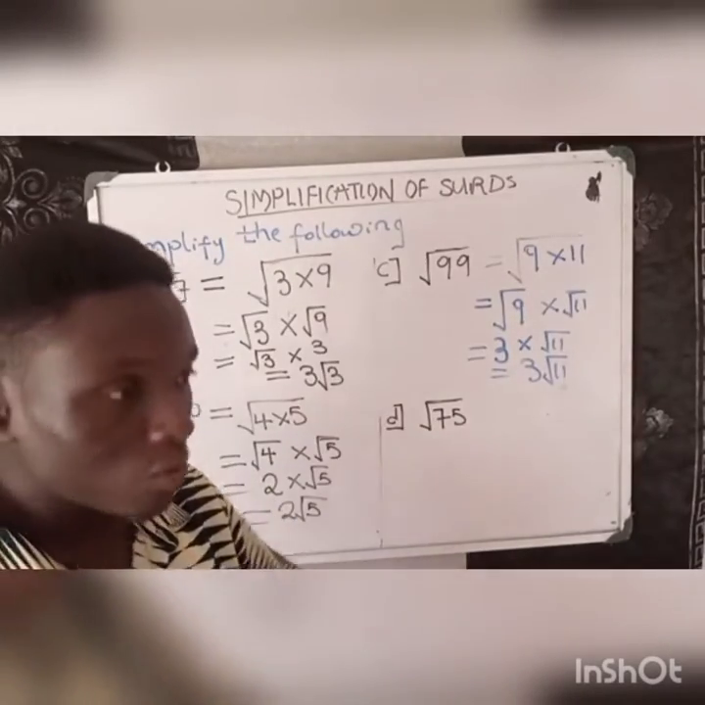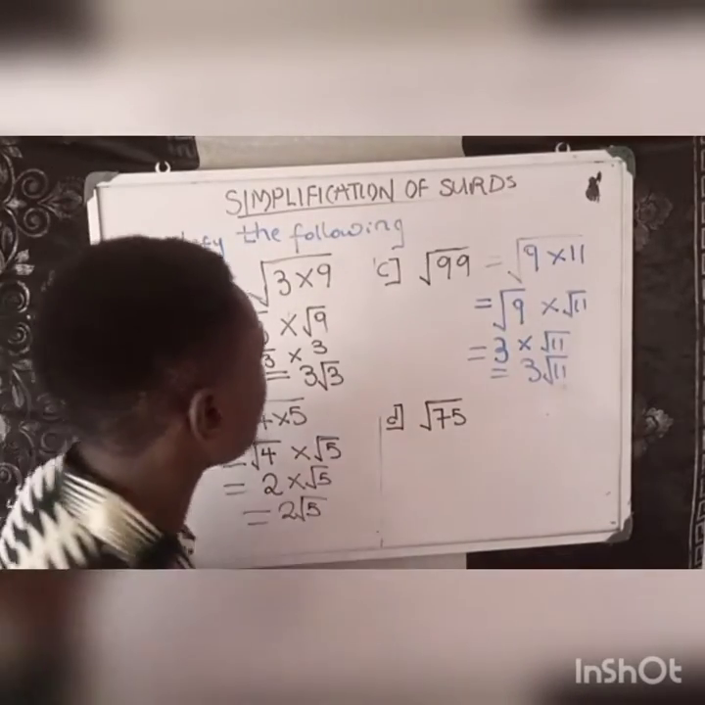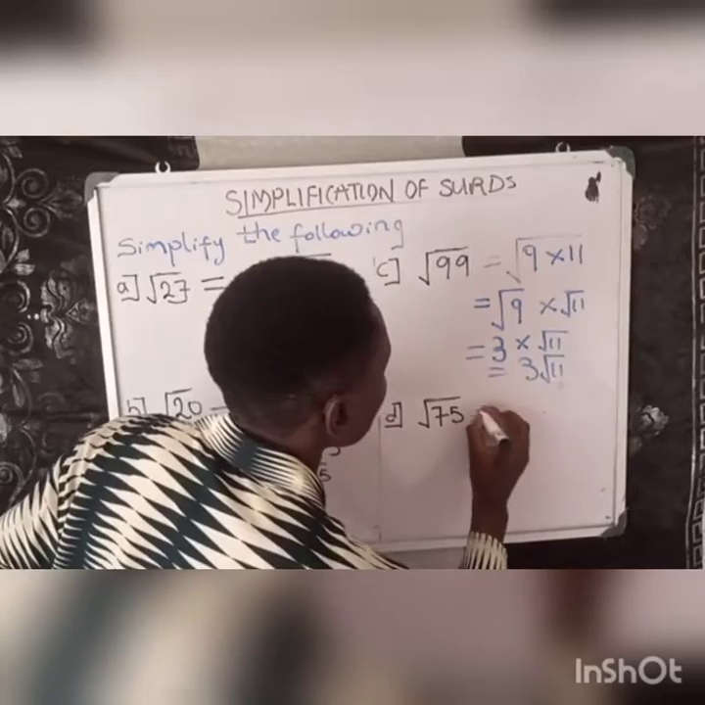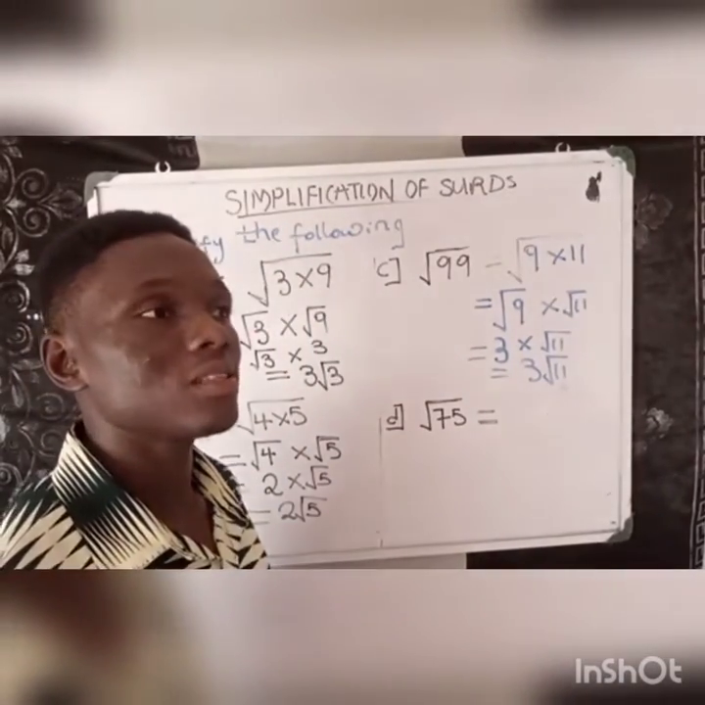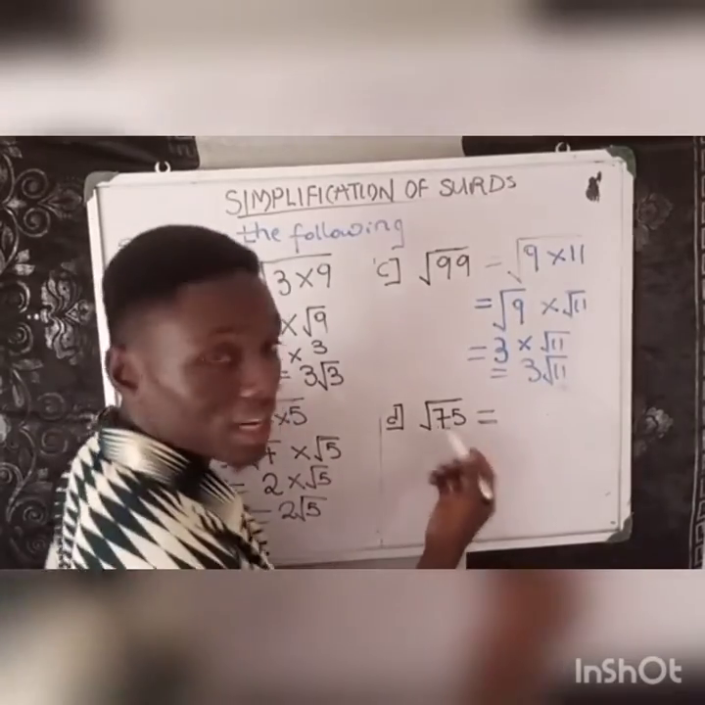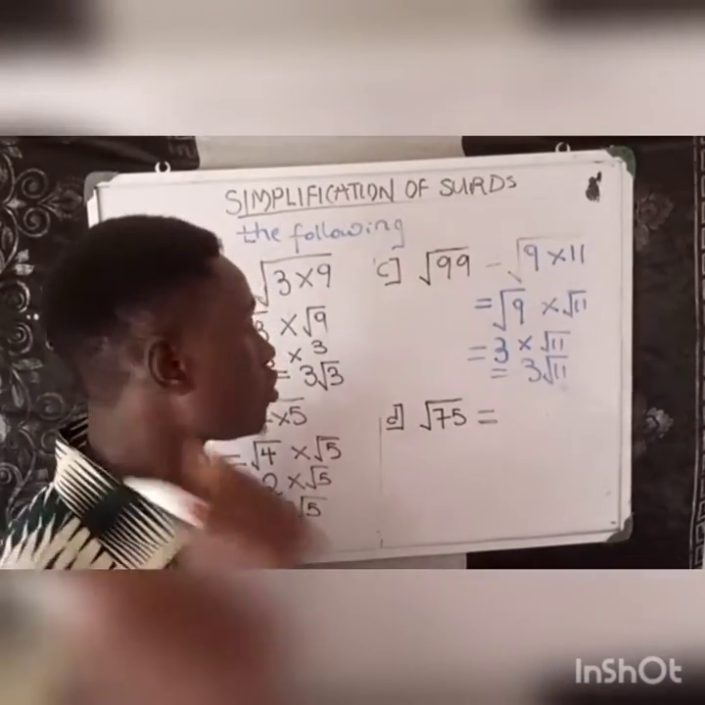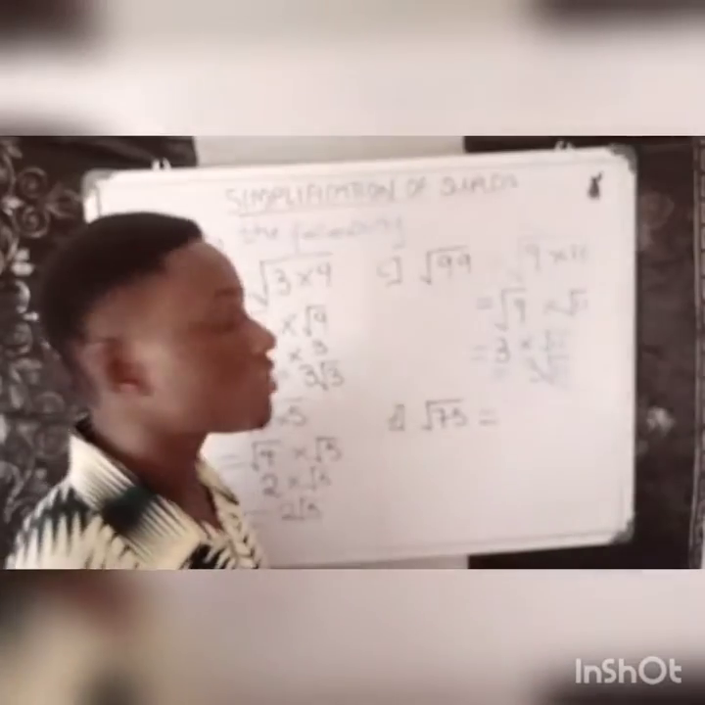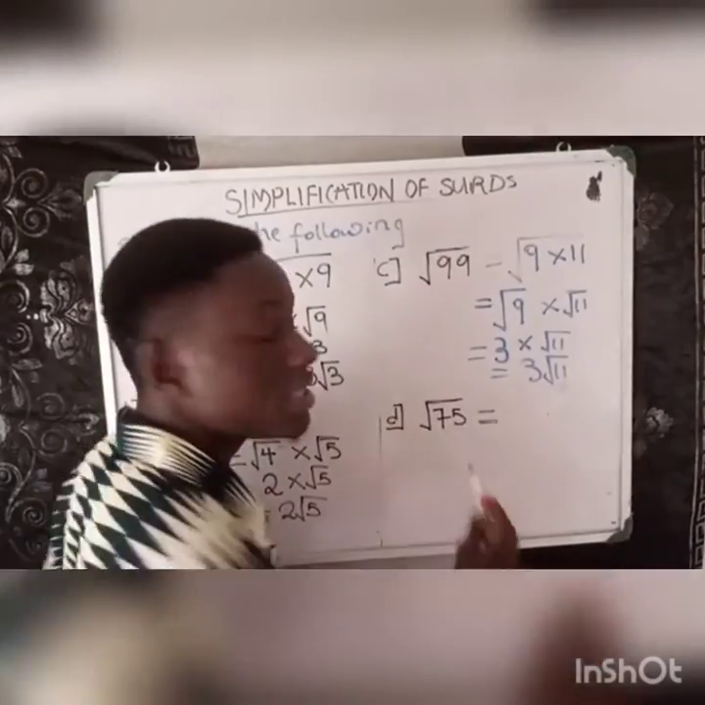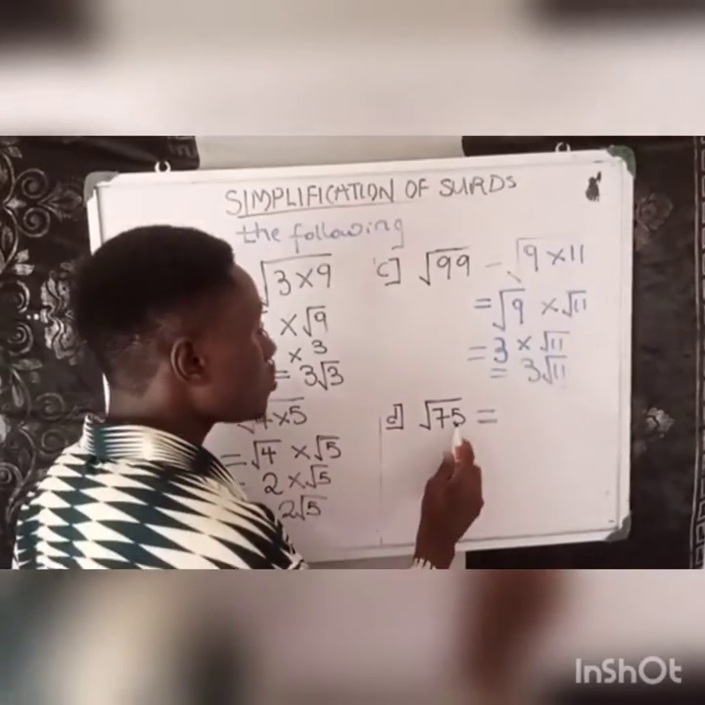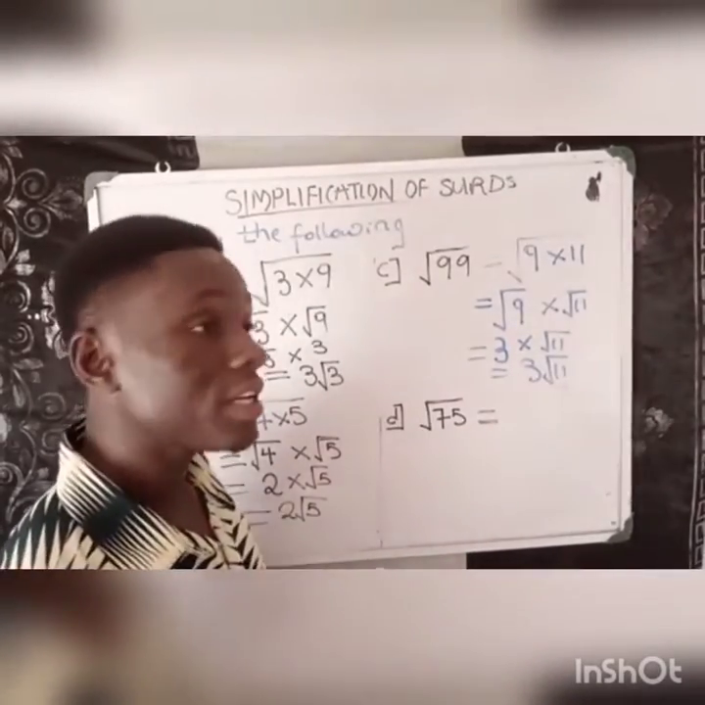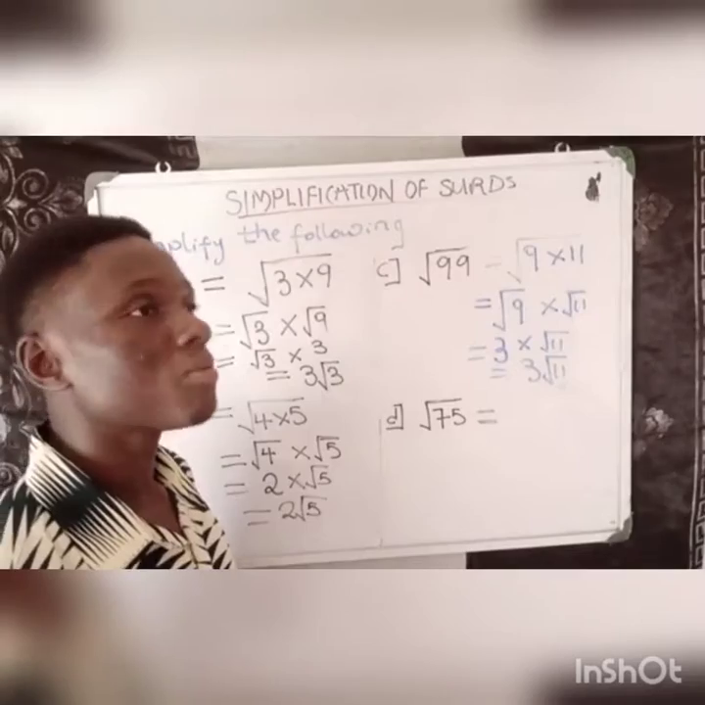So let's do the final one to see how it goes. We check, can 5 divide? Okay, we check 3. Actually, 3 can divide it. In my previous tutorial, I told you how to know if 3 can divide a number. Add these two together. 7 plus 5 is 12. Since that 12 we got is divisible by 3, 75 is also divisible by 3. But 3 is not a perfect square, so we'll check another number.